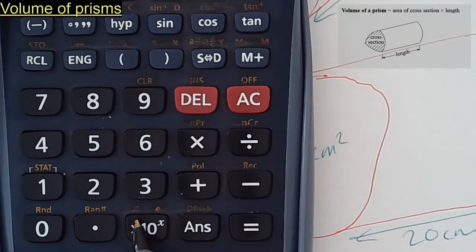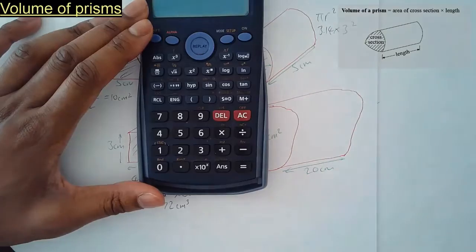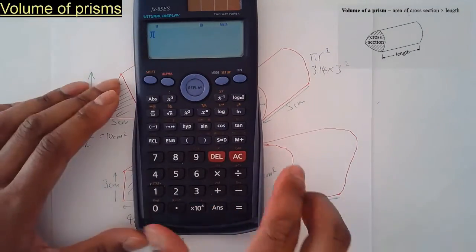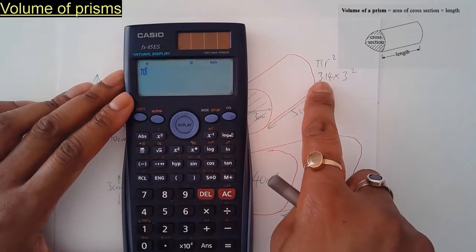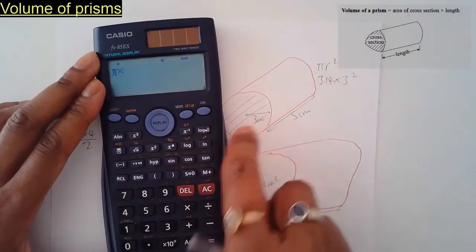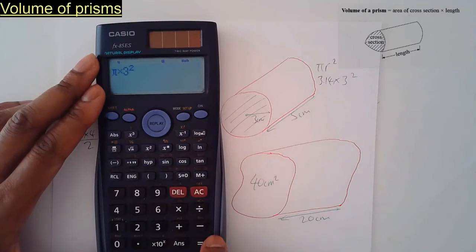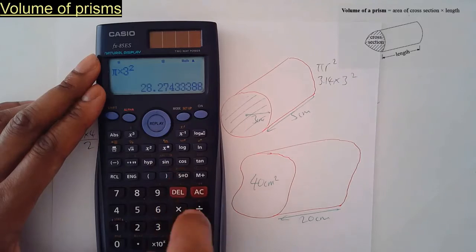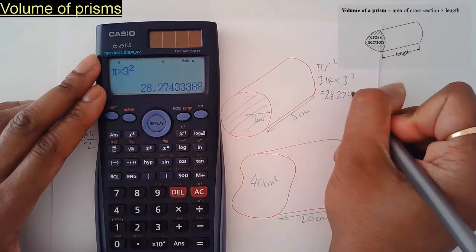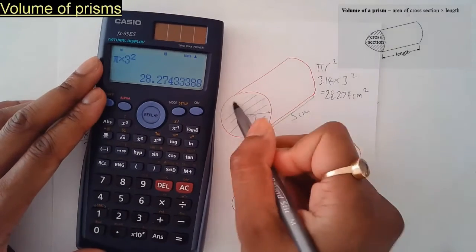Just about, you might be able to see that right there. There's a pi button. So you need to press the shift button. There's pi. That'll be more accurate than 3.14. Multiplied by the radius, 3 squared. Press the equals button. That's the area of the front face.